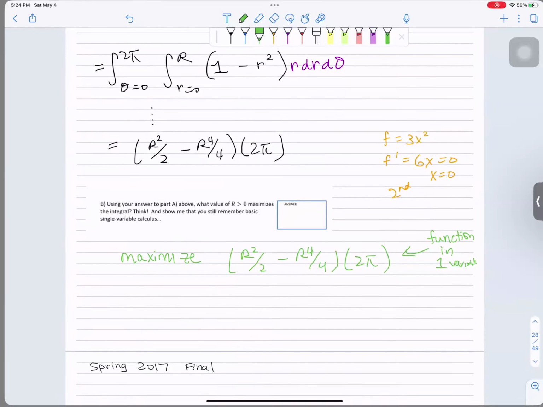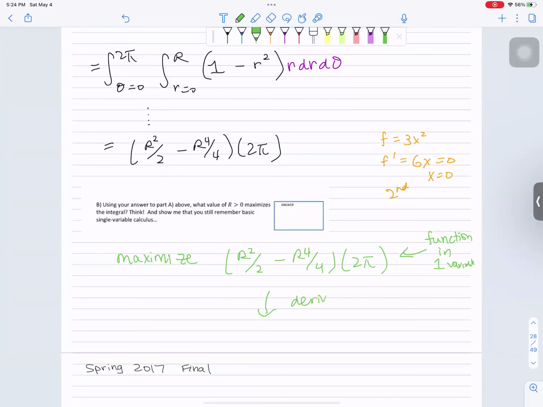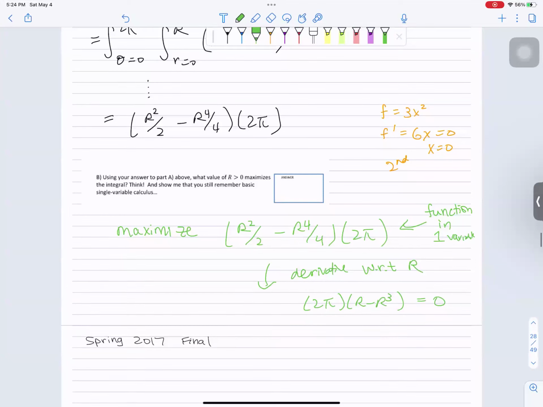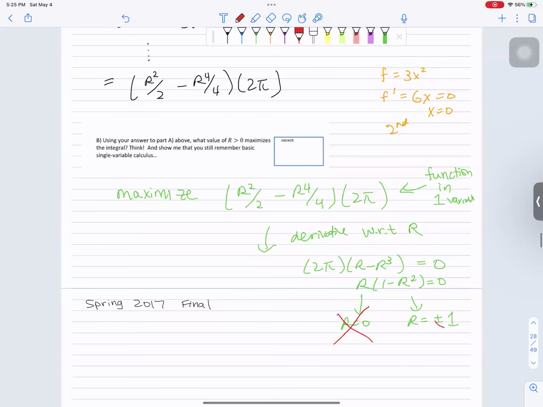And I do what I do in single variable calculus. I take the derivative with respect to R. And what do I get? I get 2 pi times R minus R cubed equals 0. To get the critical points, I'm solving for 0. So R times 1 minus R squared equals 0. So R equals 0 and R equals plus or minus 1. And they said R greater than 0, so I know that it can't be 0 and it can't be negative 1. So the answer is R equals 1 maximizes this integral.